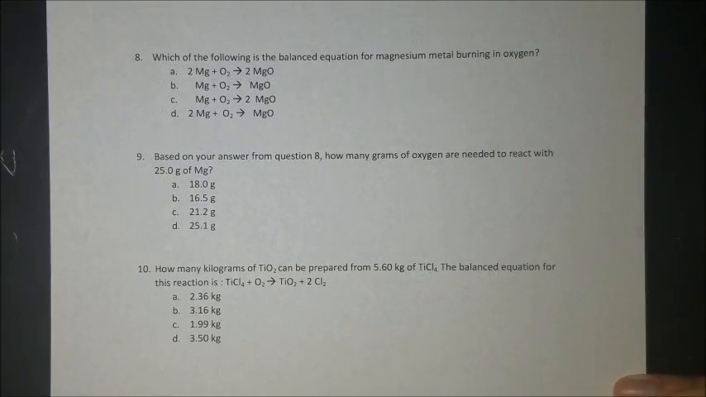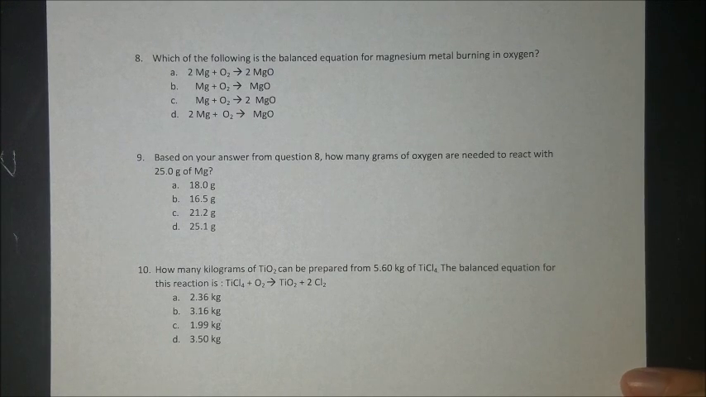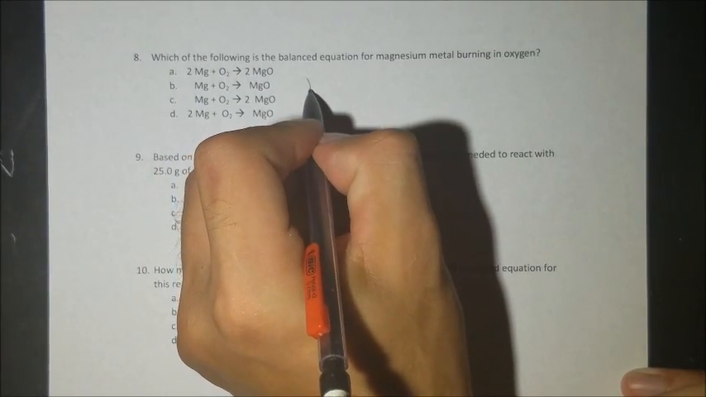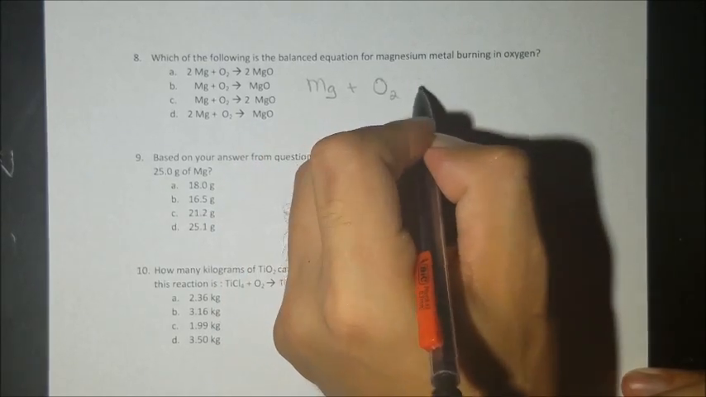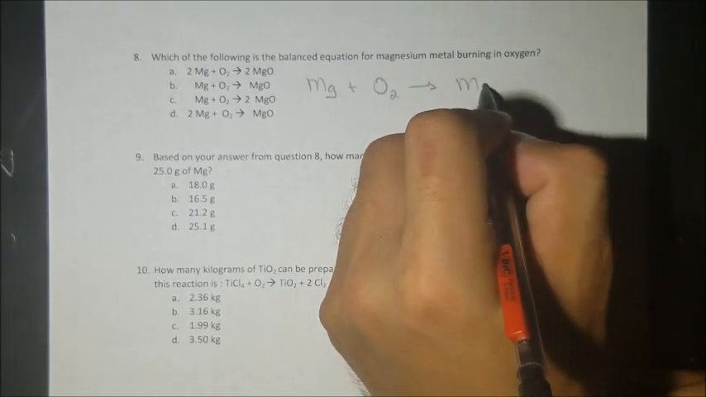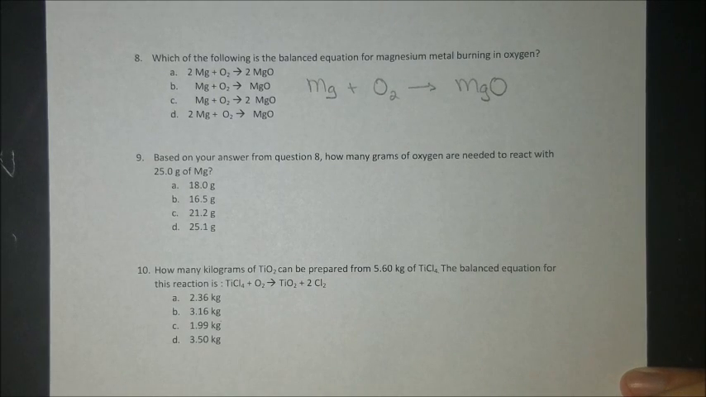For number 8, we've got magnesium burning in oxygen, and we're asked to identify which of these is the correct balanced equation for that reaction. So the way I would like to do this is first of all to just model what the equation is. So I've got magnesium and oxygen reacting, and they're going to form some number of moles of magnesium oxide. So let me write that out in the form of an equation. So we've got magnesium and oxygen reacting to form magnesium oxide.